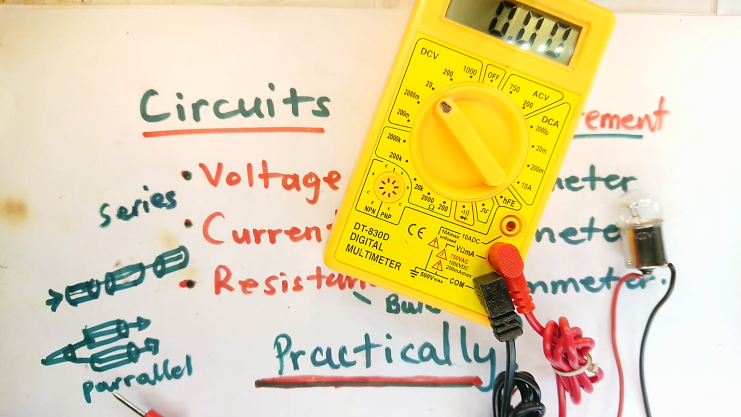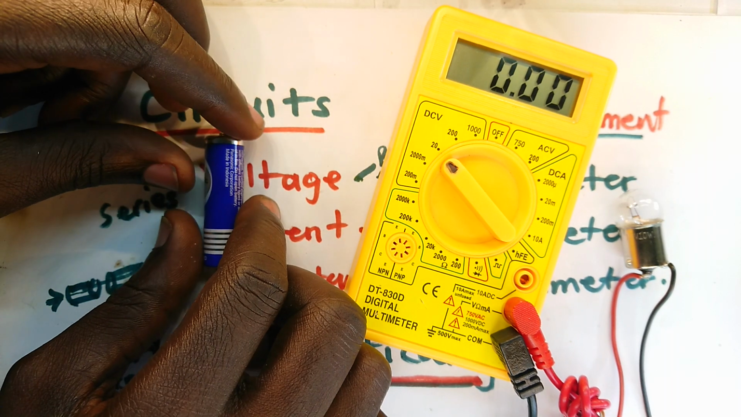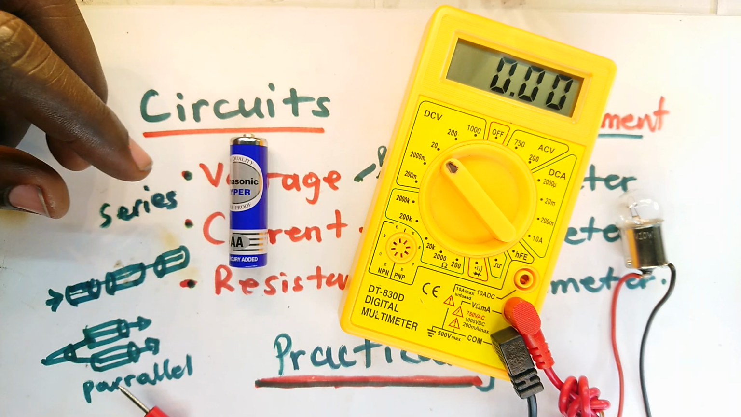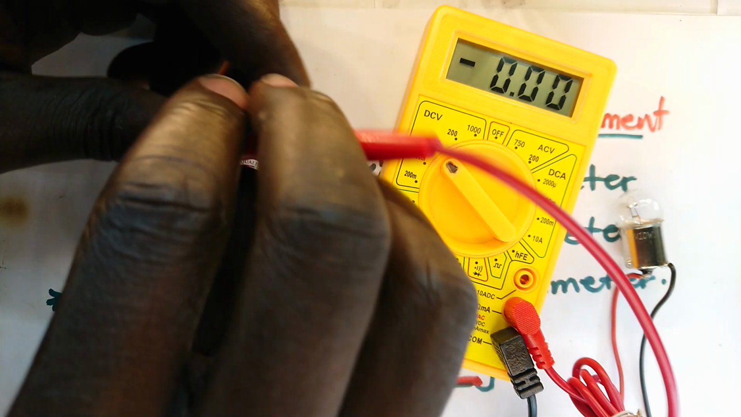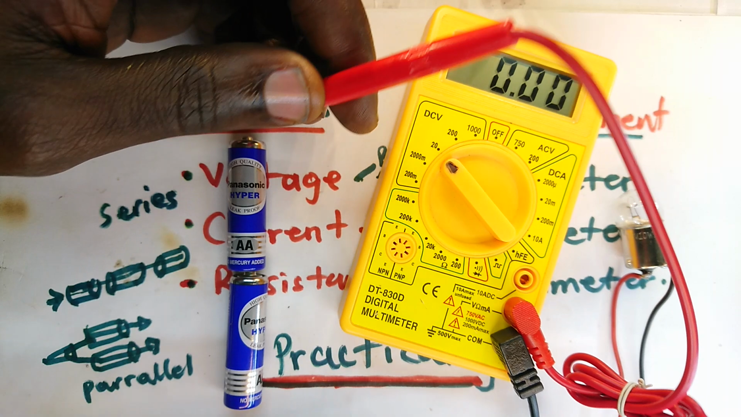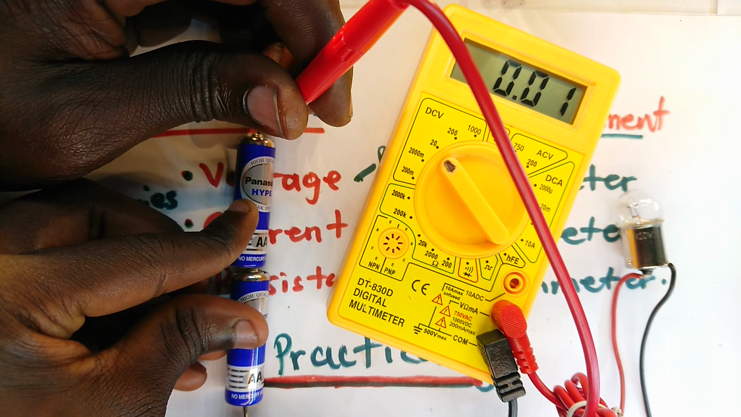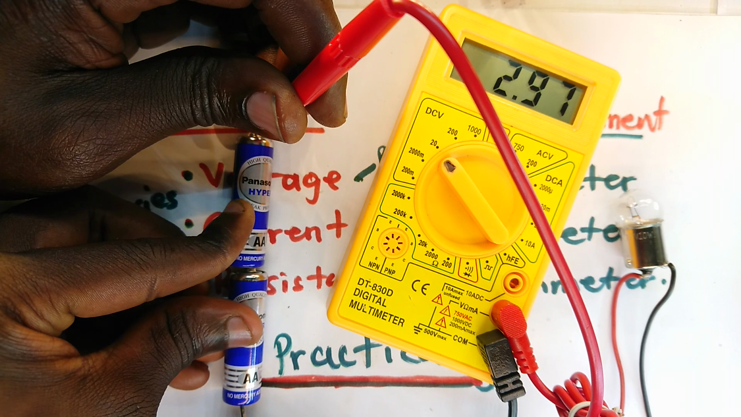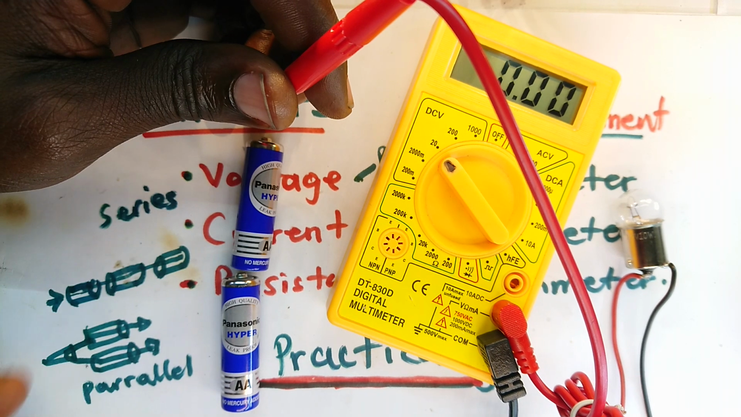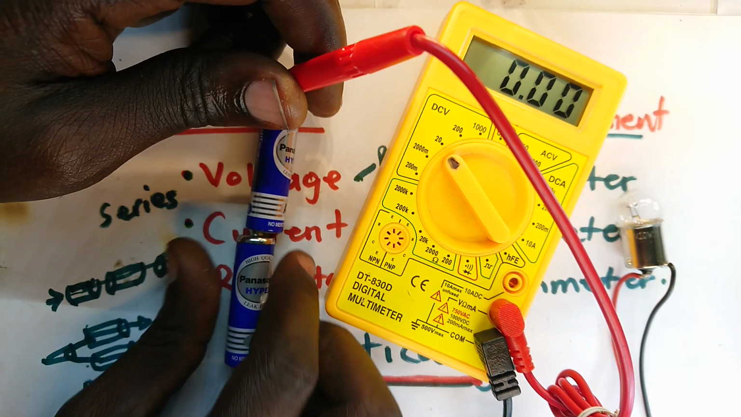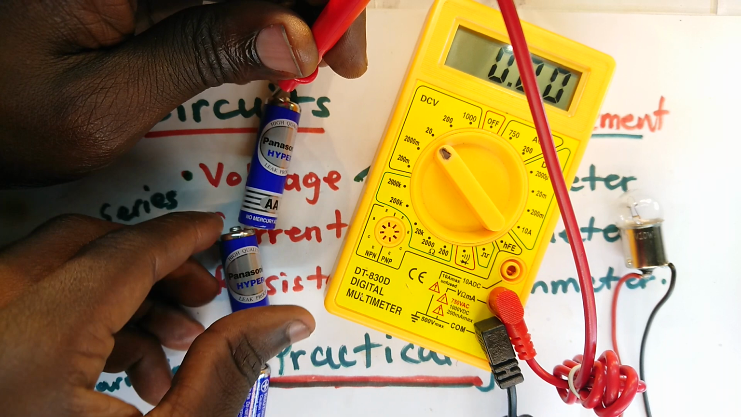Interesting. Then I also want to confirm to you that voltage tends to add up. Now I'm going to connect these two in series and then show you that this 1.5 and 1.5 should total to 3 volts. Okay, 2.97, rounded off, that's 3. So we are going to also prove that 3 of them is 1.5 times 3, which should be roughly 4.5.